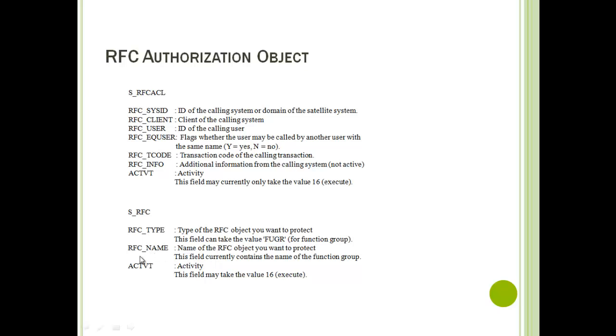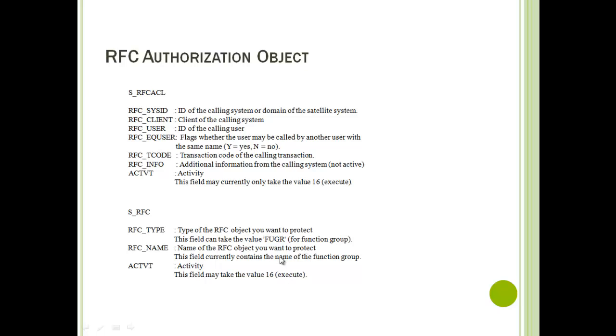The second one is RFC_NAME, the name of the RFC object you are going to protect. I mean, this field currently contains the name of the function group. Here we define that this is going to be a function group, the type of call is going to be a function group, FUGR. Then here we will define the name of the function group which you are going to call. Then the activity is generally going to be 16, that means execute.